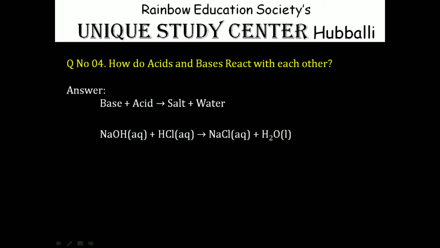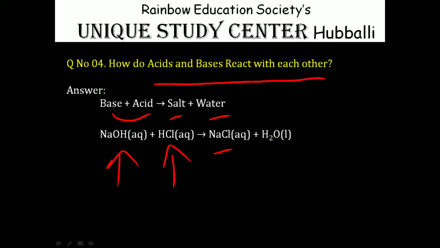Fourth one, how do acids and bases react with each other? Can you see here, when an acid and a base react with each other, it is going to give salt and water. For example, sodium hydroxide is a base. When it reacts with an acid like hydrochloric acid, it is going to give the salt NaCl along with a water molecule.